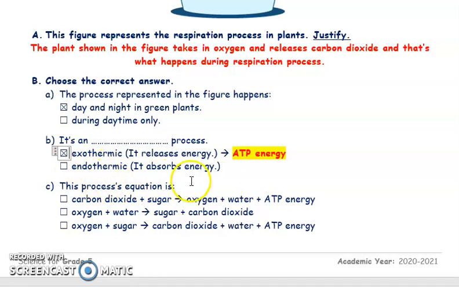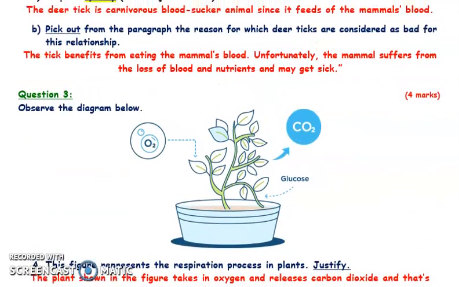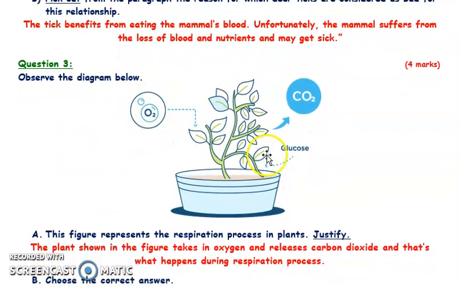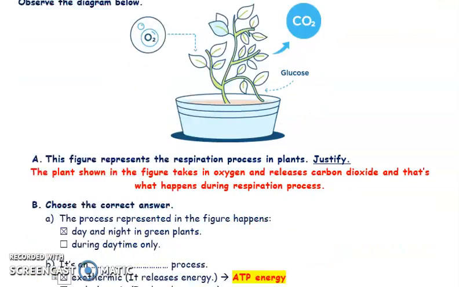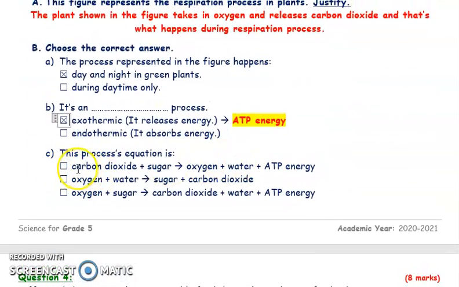This process equation: what did the plant use? The plant used oxygen and glucose, sugar. Did the plant use carbon dioxide and sugar? No, this is wrong. Did the plant use oxygen with water? No, this is wrong also. The plant used oxygen and sugar to make ATP energy, and the plant released carbon dioxide and water, so this is the correct answer.